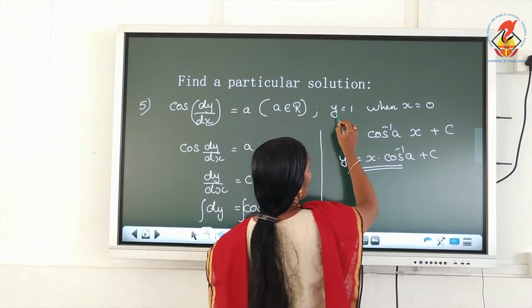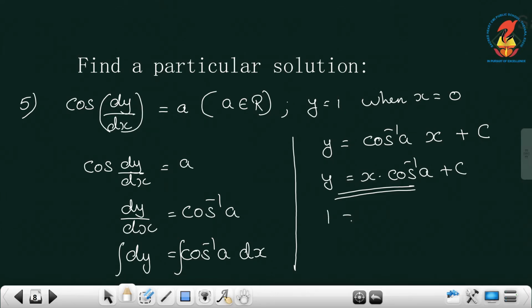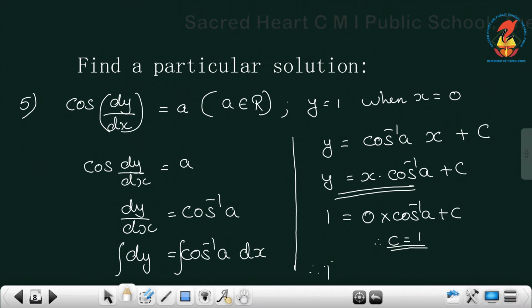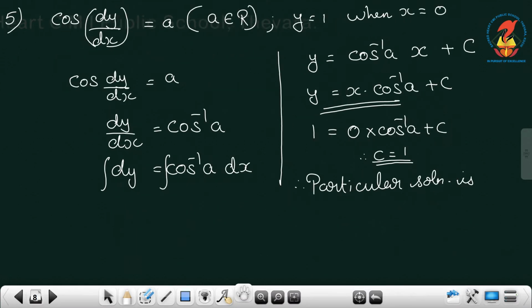For that, we put y = 1 and x = 0. So when y is 1 and x is 0, 0 into cos inverse a is 0, plus c. That means c is 1. So what is the particular solution? Therefore, the particular solution is y = x cos inverse a + 1.